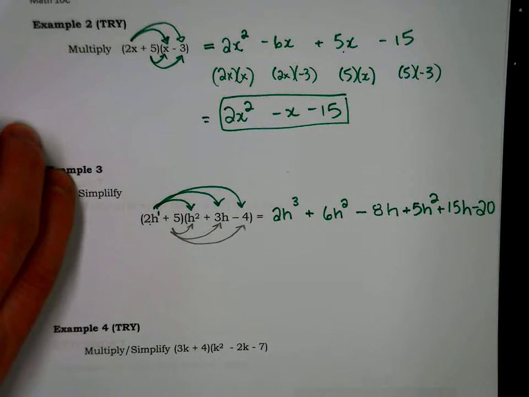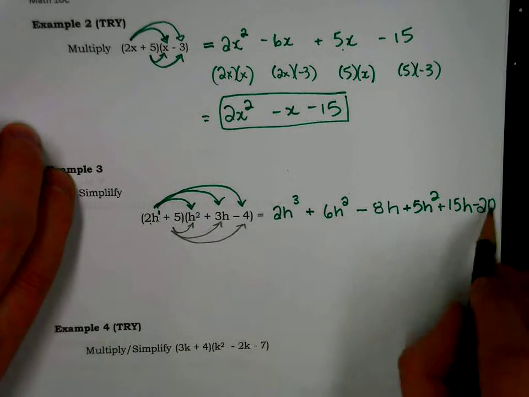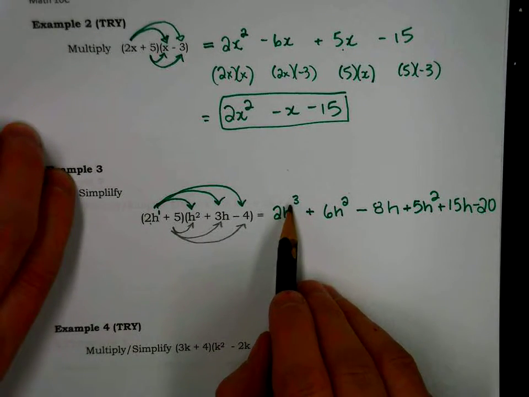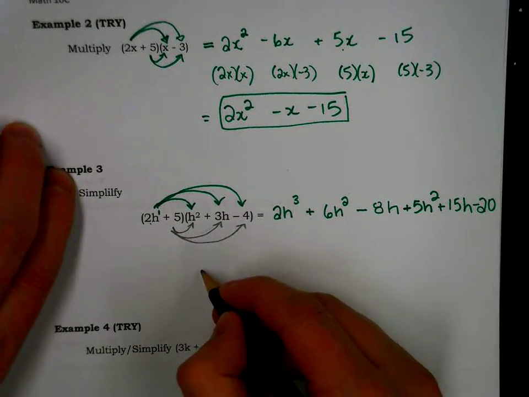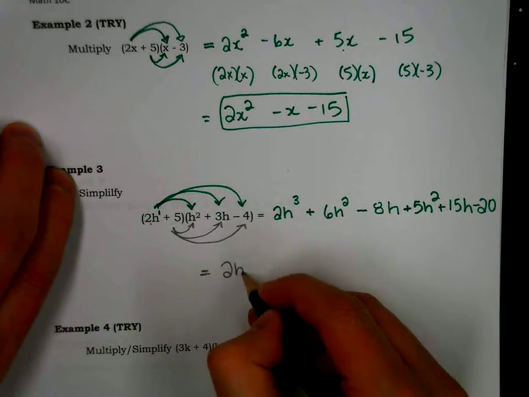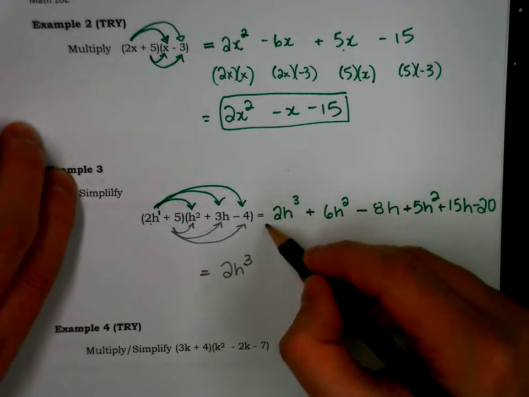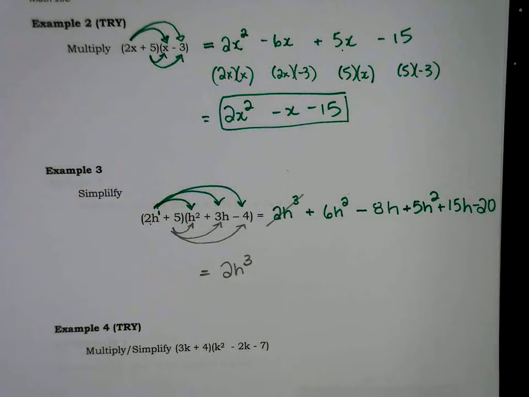Now we get to combine any like terms. And as we examine what's left over, I see an h cubed. I don't see any more h cubes, so there's no other like terms like it. So the final answer is going to involve a 2h cubed. And I'll just cross it off to make sure we know that we've dealt with it.